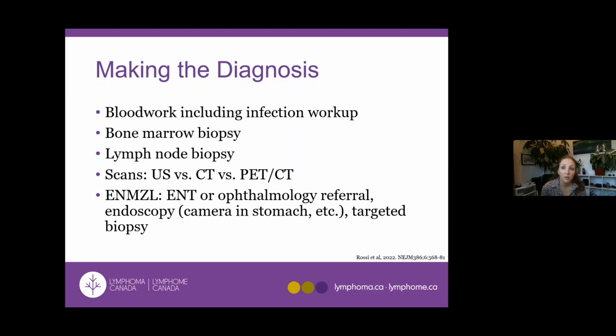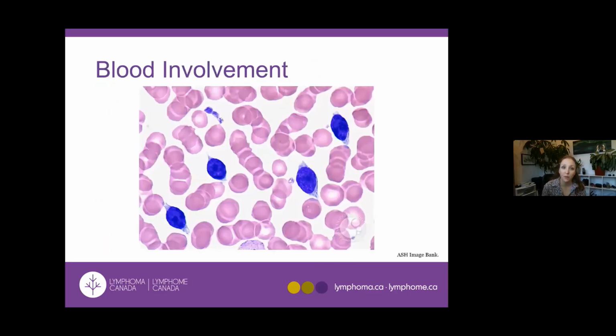Lastly, if we need specific types of tissue, sometimes we'll refer them to other specialties like ENT or ophthalmology. Frequently, again, endoscopy is needed to look in the stomach or in the small bowel, or even a targeted biopsy. For instance, we might send them to dermatology or plastics if there's a skin lesion that's concerning.